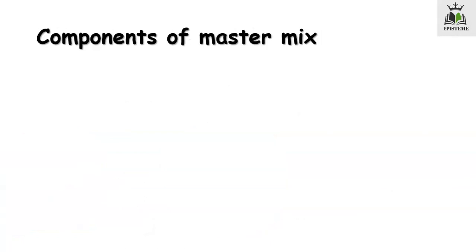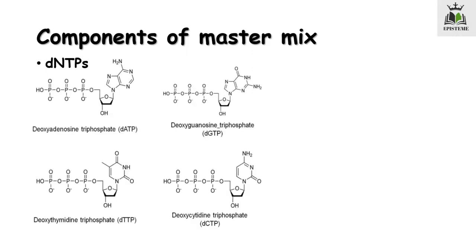Now let's talk about the components of master mix. First one is dNTPs. dNTP stands for deoxynucleoside triphosphate. So we have 4 dNTPs: dATP, dGTP, dTTP, dCTP. These are the building blocks that are required for the growing strand to elongate.